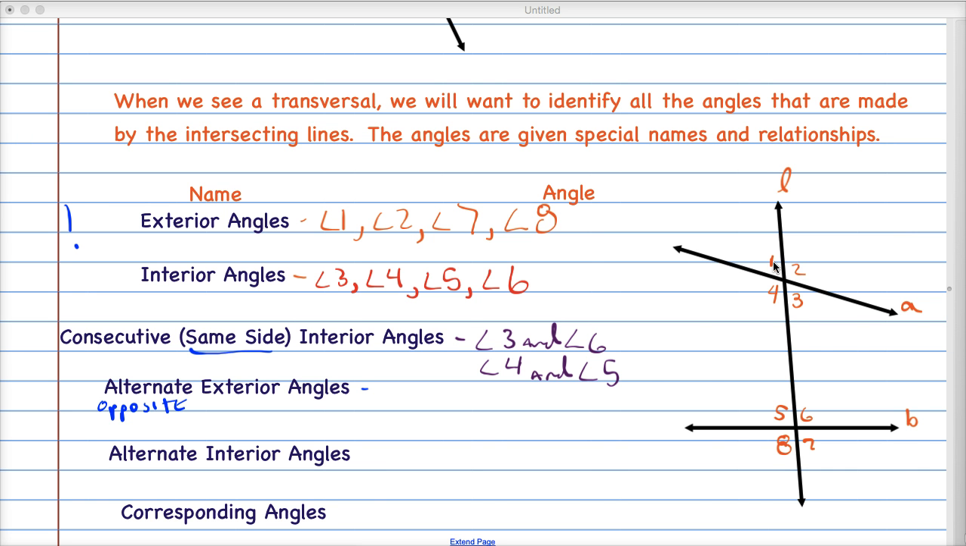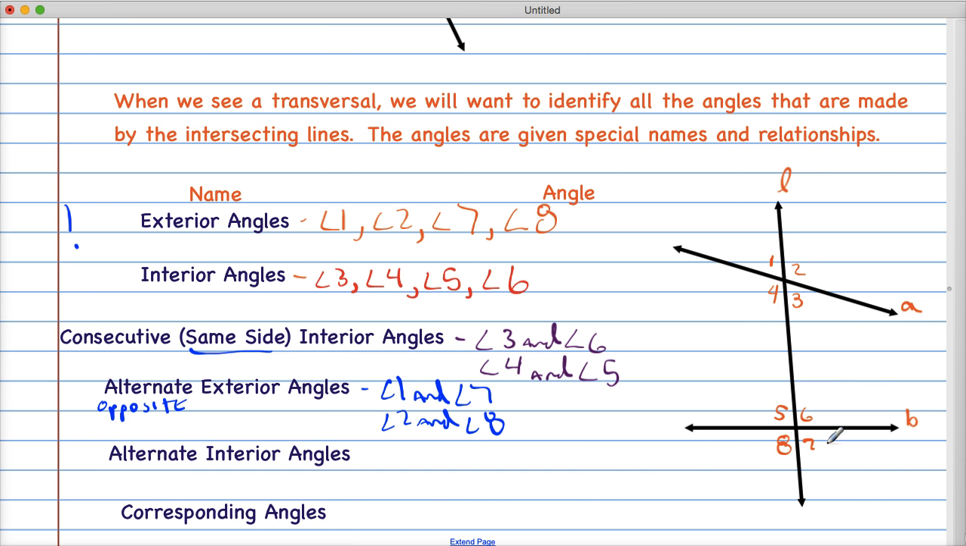But opposite is completely opposite. So on the opposite end and across, right? So they're alternate exterior. They're across from each other in both ways. So on the other side of the other line and on the other side of the transversal as well. So my two pairs are angle 1 and angle 7, and then angle 2 and angle 8.